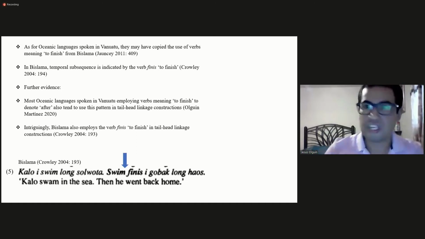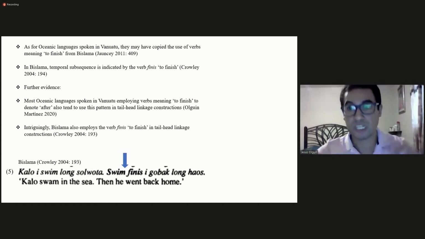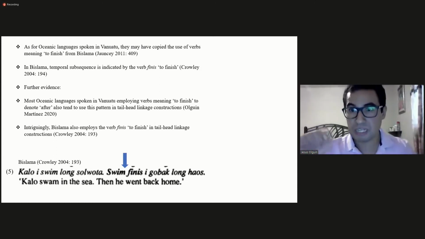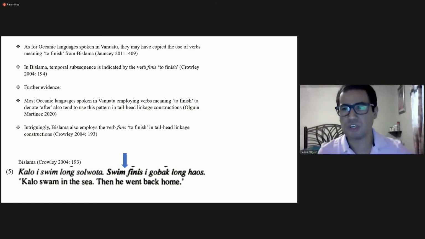So most Oceanic languages spoken in Vanuatu employ this verb meaning to finish to express not only temporal subsequence, but also these verbs meaning to finish appear in tail-head linkage constructions. What is this? Let me give you the following example so that you can have a clearer idea of what I am talking about.